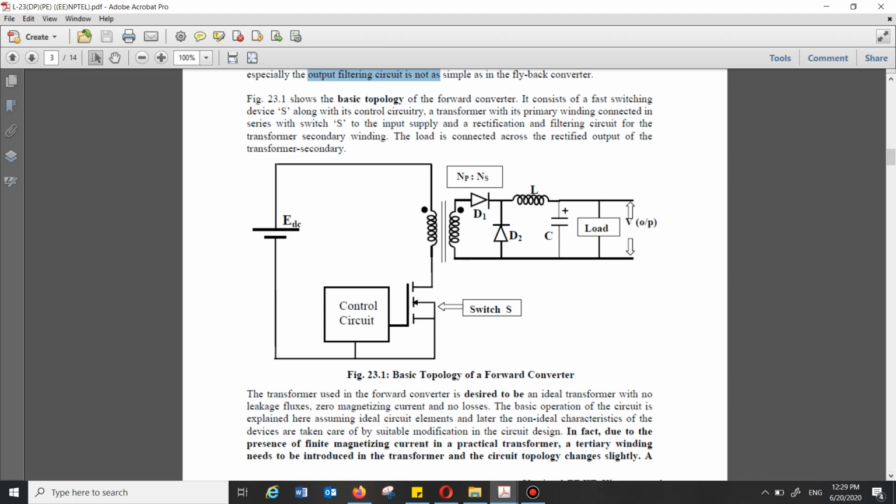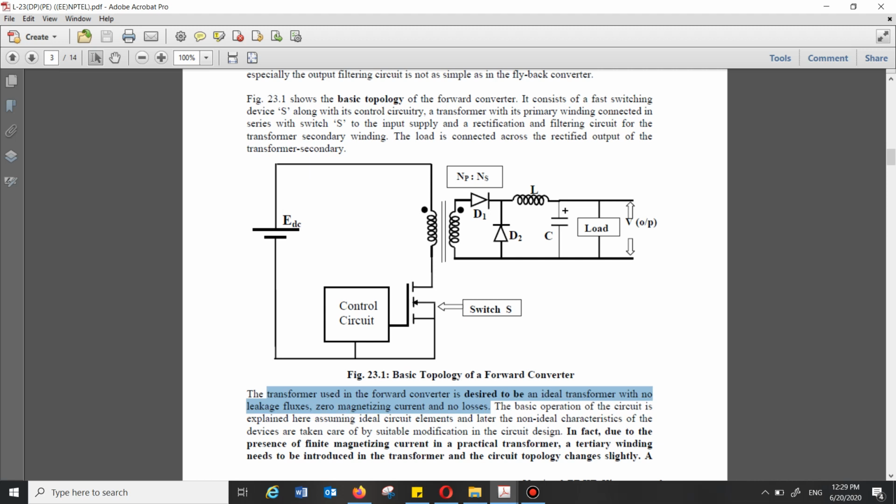The transformer used in this part is designed to be ideal with no leakage flux, zero magnetization current, and no loss. Usually, when we are talking about theory, it's best to ignore all the losses so that you can formulate certain mathematical models. The basic operation of this circuit is explained with non-ideal characteristics after certain modifications.